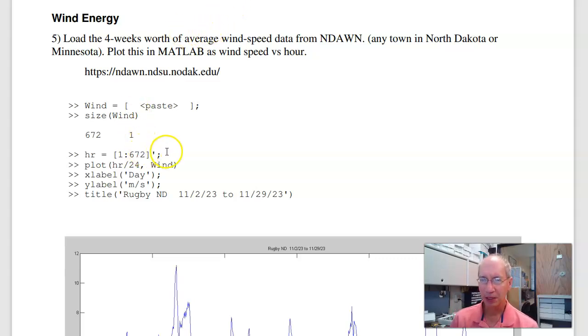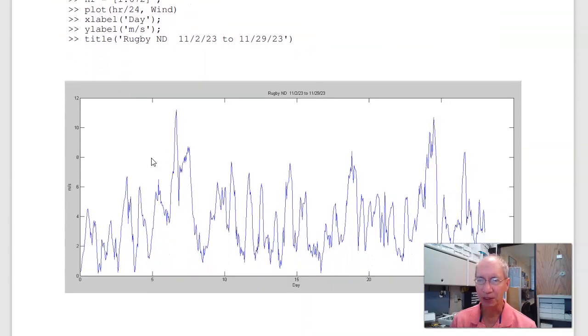With this, once you get the wind speed in meters per second, I can then plot. This is collected on an hourly basis, hour 1 through 672, divide by 24 so you get days. Plot the raw wind data versus hour, or day. And here's what it looked like. Between November 2nd, 2023 and November 29th, 2023, this is what the wind was doing in Rugby, North Dakota.